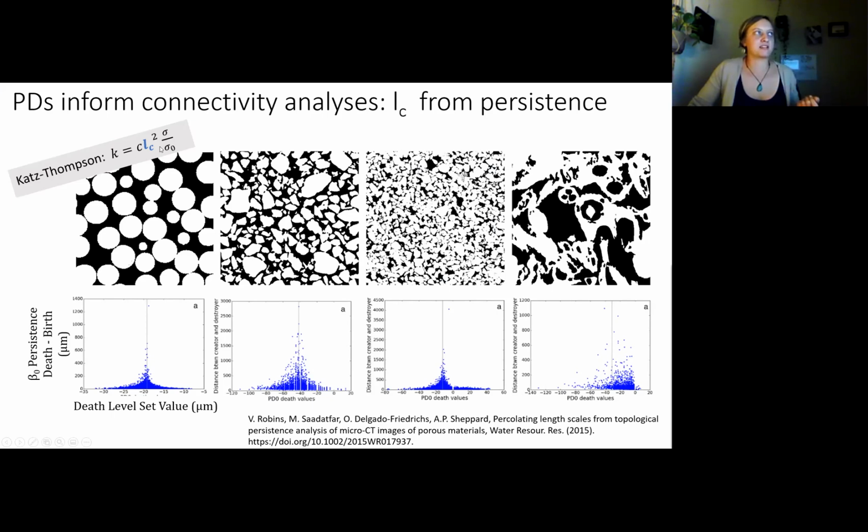So of course, the critical length is important for a range of different percolation related topics, but maybe one of the more well-known places it comes in is in the estimation of permeability from the Katz-Thompson relationship, which says that permeability is proportional to that critical length value squared. And she found that this correlation works really well for most of the materials she looked at, maybe with the exception of this really complex carbonate sample that was on the far right.